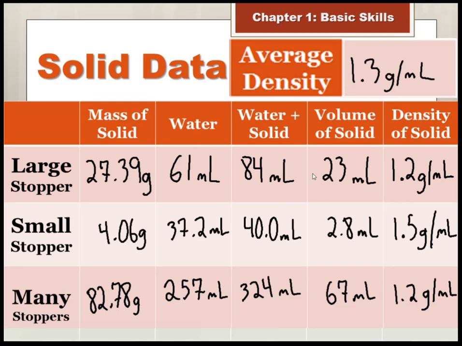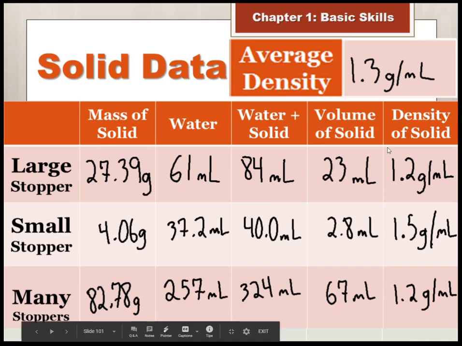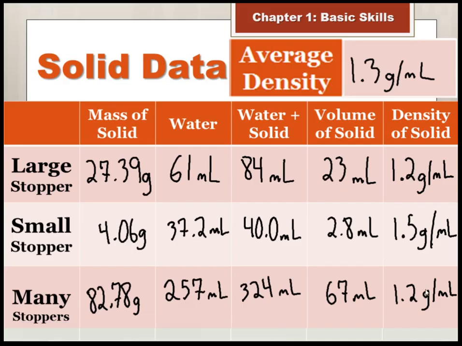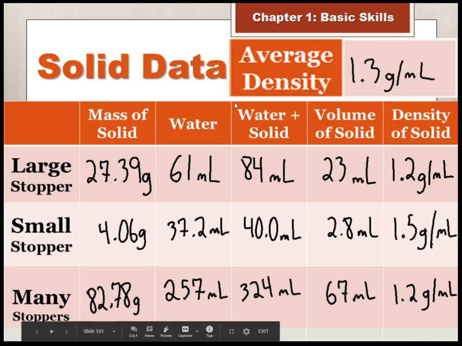So you'll take the water plus solid, and you'll subtract them. You'll take the 84 minus the 61, gives you 23. And that gives you your volume. The mass of whatever you care about, in this case the solid, divided by the volume of the solid gives you density. The densities here then all get added together, divided by 3, 1, 2, 3, so that I can get my average.